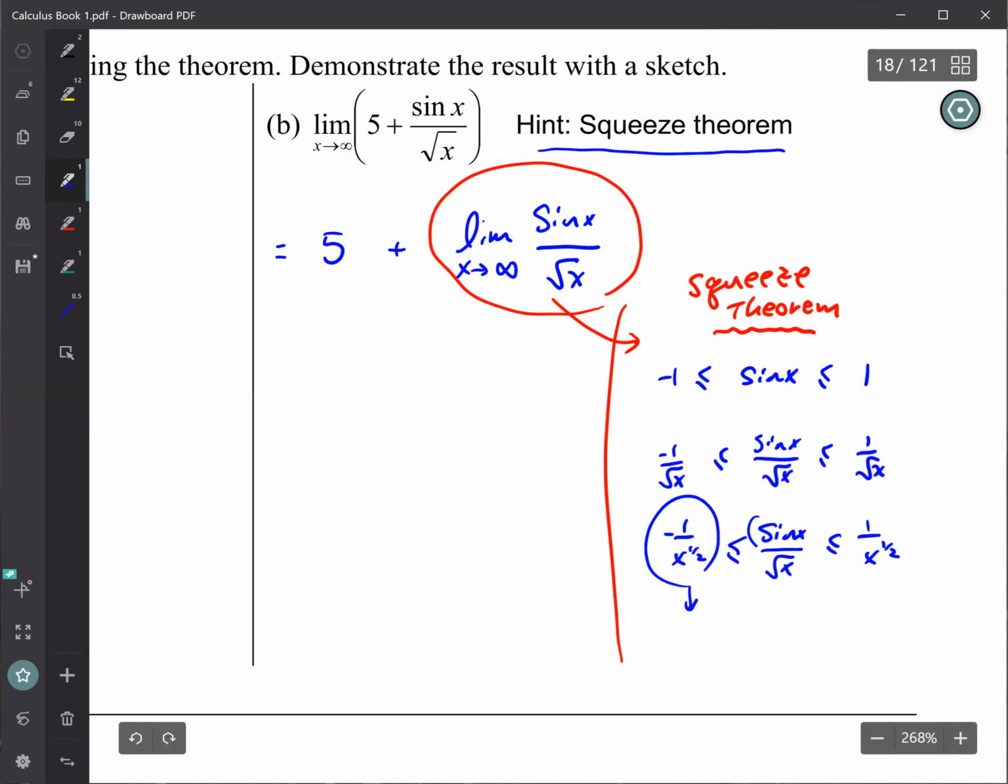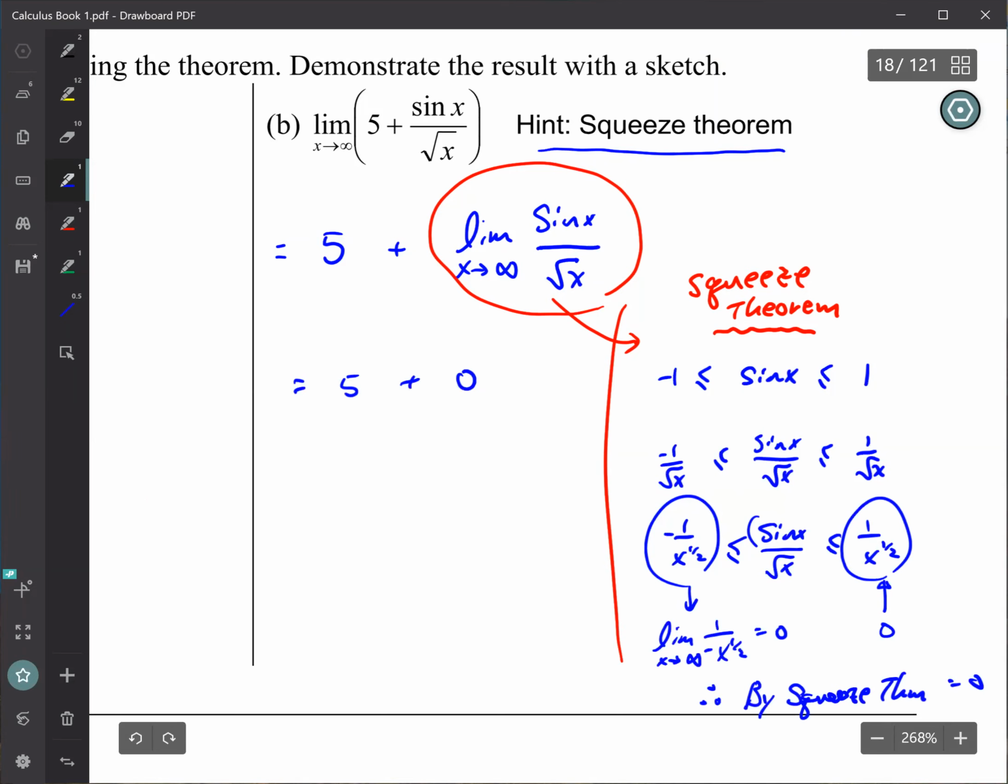As x approaches infinity for negative 1 over x to the power of a half and 1 over x to the power of a half, this left side will equal 0, and then the right side is also 0. Therefore, by the theorem, by the squeeze theorem, it will be 0. Okay, so we'll go back in, right? You'll get 5 plus 0.